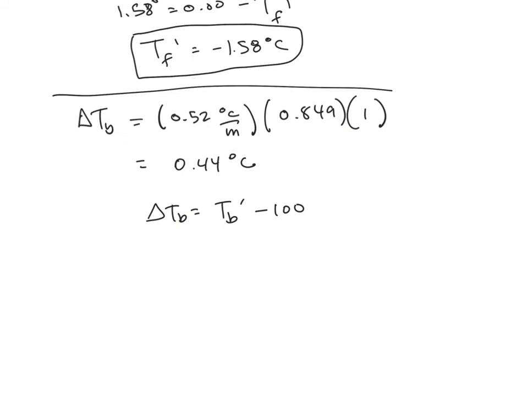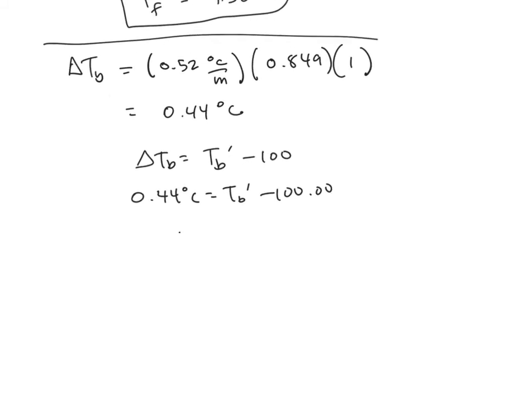So you got to plug in first the boiling point elevation, 0.44 degrees C. That's equal to TB prime minus 100.00. Put some decimals in there, I guess. Solve for TB prime, the boiling point of the solution, which is going to be 100.44 degrees C. So that's not a dramatic effect there.